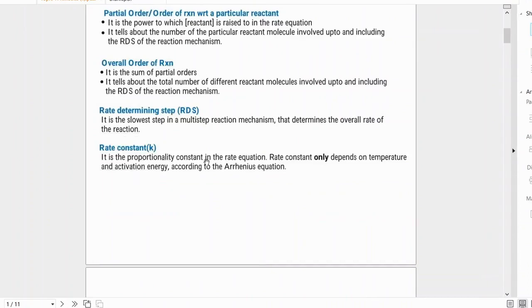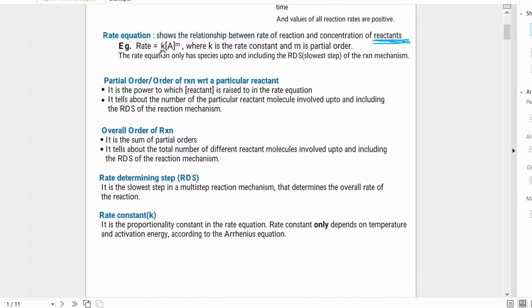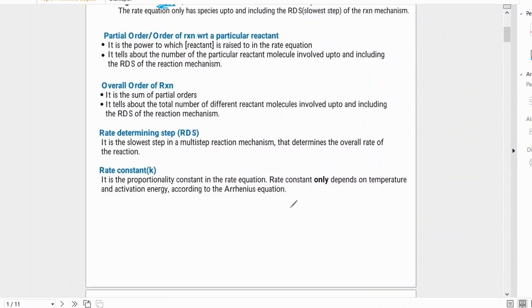Rate constant. It is the proportionality constant in the rate equation. This one. Proportionality constant in the rate equation. The value of rate constant only depends on temperature and activation energy. Activation energy means presence of a catalyst. It depends on presence of a catalyst, according to the Arrhenius equation. We will study the Arrhenius equation below, not now.